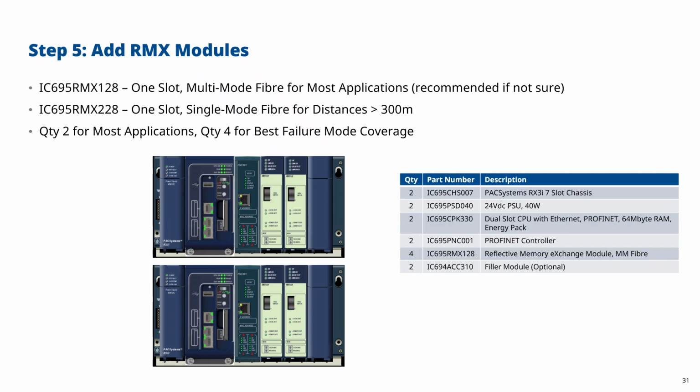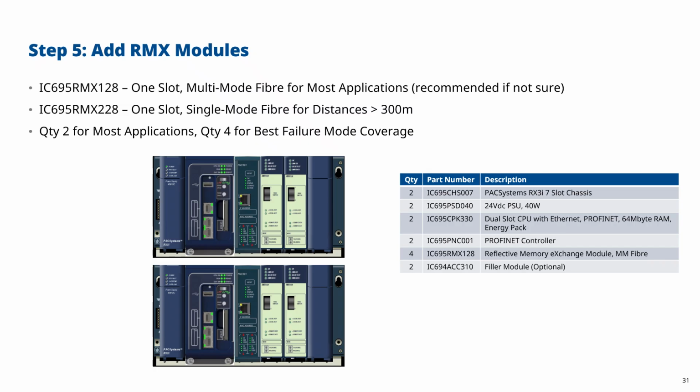Now there is a question about how many RMX modules you install. For many applications, 2 would probably be enough, so you have 1 RMX module per chassis, but we do recommend 4, that's 2 per chassis, for the best failure mode coverage. The reason we recommend 4 is there is a failure mode where potentially if a single RMX module failed and you only had 1 in the chassis, that would mean the CPUs wouldn't be synchronized.